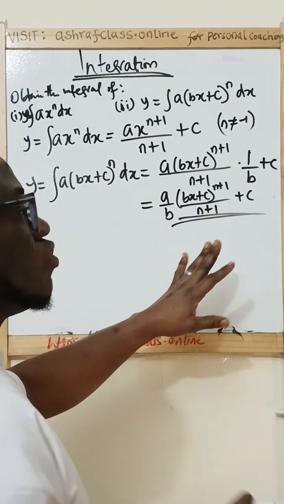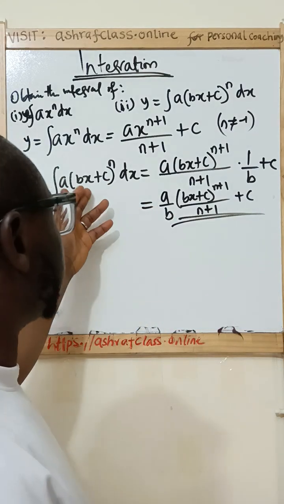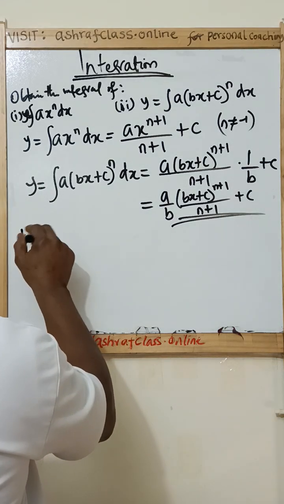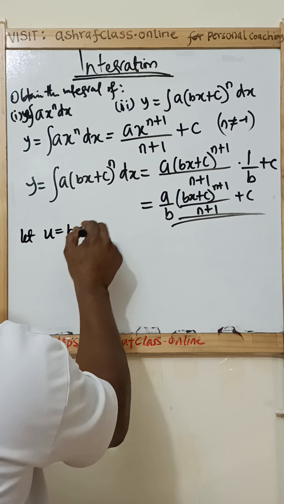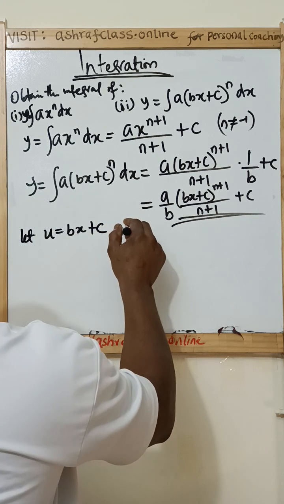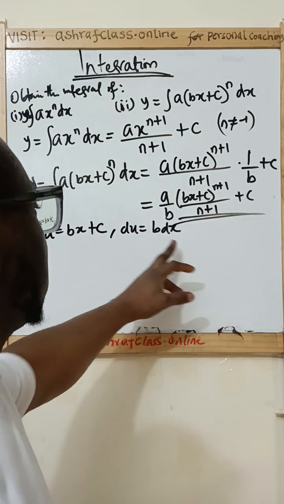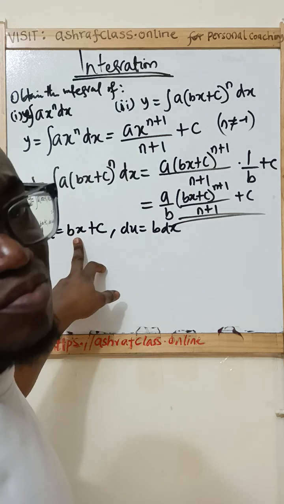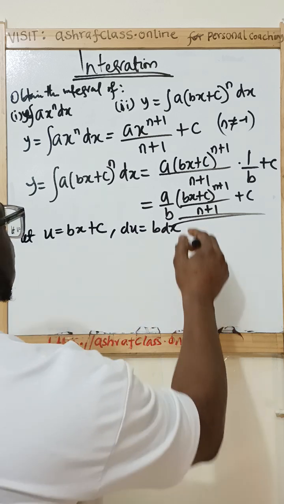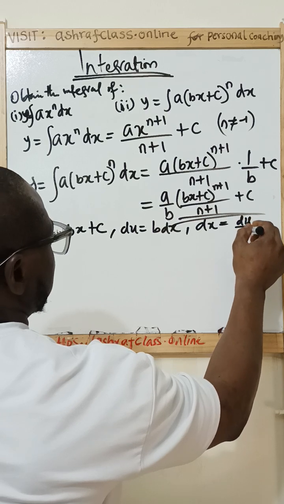Another way of doing this is to let u represent this particular bracket. You can say let u equal bx plus c. Then du is going to be b dx, right? That is, when you differentiate bx, you're going to get b, right? And du/dx is going to be this. So the x from here is going to be u all over b.